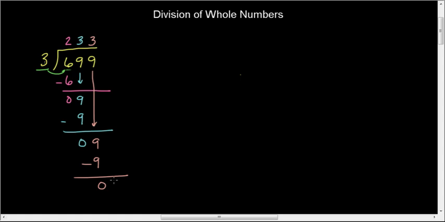But since we have a 0, we have a remainder of 0, which means there's no pieces left over when we did our successive subtraction. We just had 233 groups. This is our answer right here. So you just continue until you've brought down all of your numbers, and then whatever's left is a remainder. So 233 is our answer. Now see, that wasn't so bad. So now let's do another one where we do get a remainder.